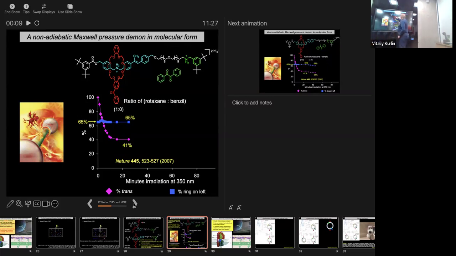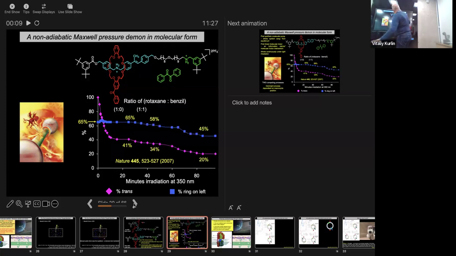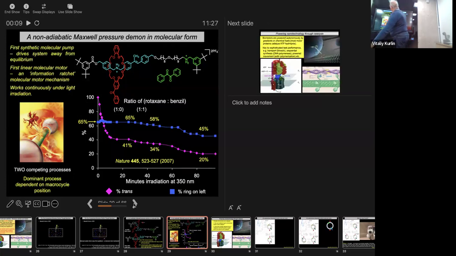You can't close the gate after this ring's moved. So to close the gate, you have to add an external photosensitizer, which will allow that to close when the ring's on the other side. And if you do that, you can drive the ring position away from its equilibrium value and have more of the rings on this side. So it's a bit like a molecular pump. So this is the first ever molecular pump, and it works through this information ratchet mechanism.